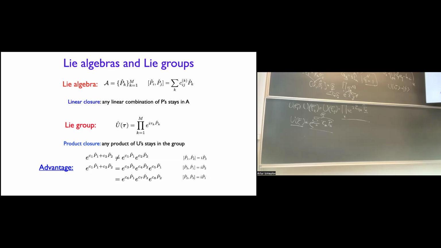This is an example where if you have P1, P2, and the commutation requires you to include P3 in the Lie algebra, then generally the exponential function of the sum cannot be written as just the product of two exponential functions. You need P3 here, but the order doesn't really matter.